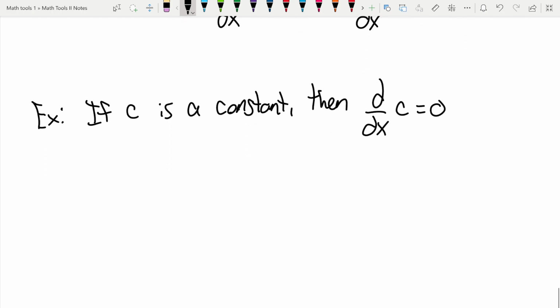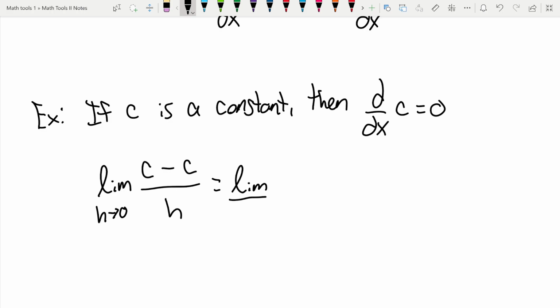Okay. And we can easily show this with the definition of the derivative. Limit as h approaches 0 of f of x plus h, which is c, minus f of x, which is c, right? There's no x in here, so everything is just c. So this is c minus c on the top. So this is the limit as h approaches 0 of 0, which is 0. Okay. So the derivative of any constant function is 0.